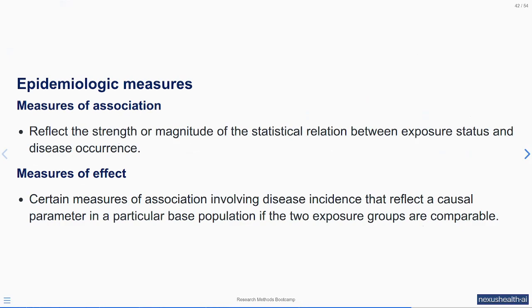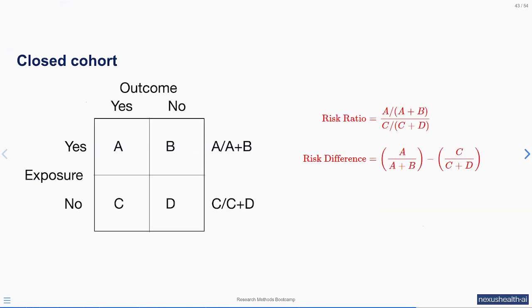So when we talk about epidemiologic measures, we can talk about measures of association, and we can talk about measures of effect. Measures of association reflect the strength or magnitude of the statistical relationship between exposure status and disease occurrence. Measures of effect pertain to measures of association that involve disease incidence that reflect a causal parameter in a particular base population if two exposure groups are comparable. So measures of effect come in when we're comparing groups.